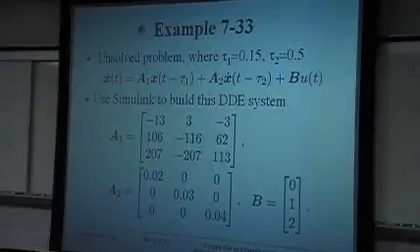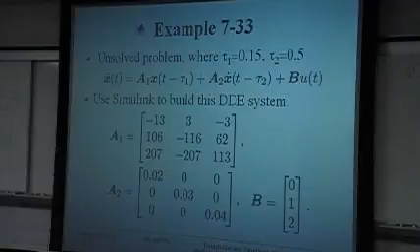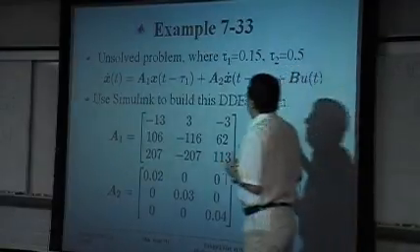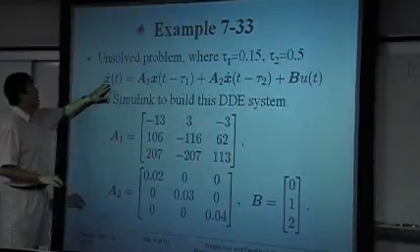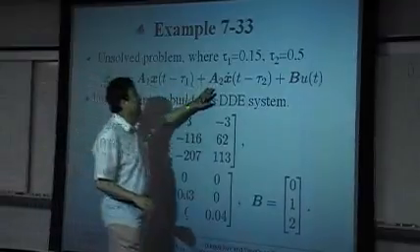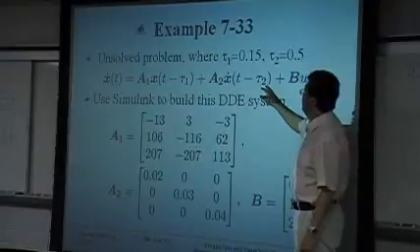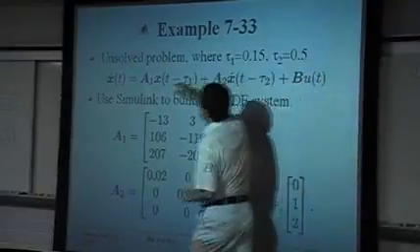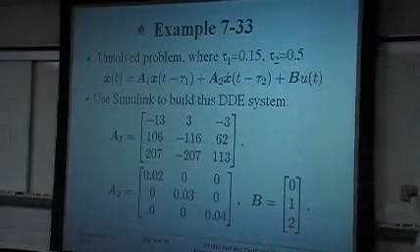Now let's consider another example. This one is called a neutral type delay differential equation. And this one is different from the previous one, since we will find that we have the derivative of x here at time t, and we also have the derivative of x at time t minus 2. So we have two derivatives here, but they have a different time.